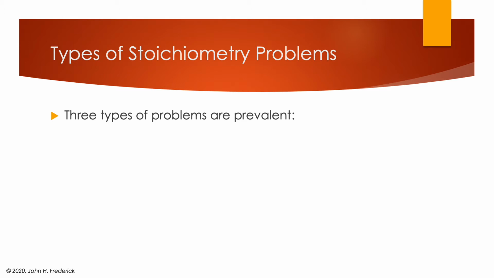There are three types of stoichiometry problems that are prevalent, and really they constitute the vast majority of the ones you're likely to run into. The first one I'm going to call a moles to moles problem. Now for each of these types I'm going to specify three different things. I'm going to specify what I have, that is, what you are given in the problem, what I want, what it is you're asked to produce in the problem, and what you need, that is the conversion factors that you might need to solve the problem.